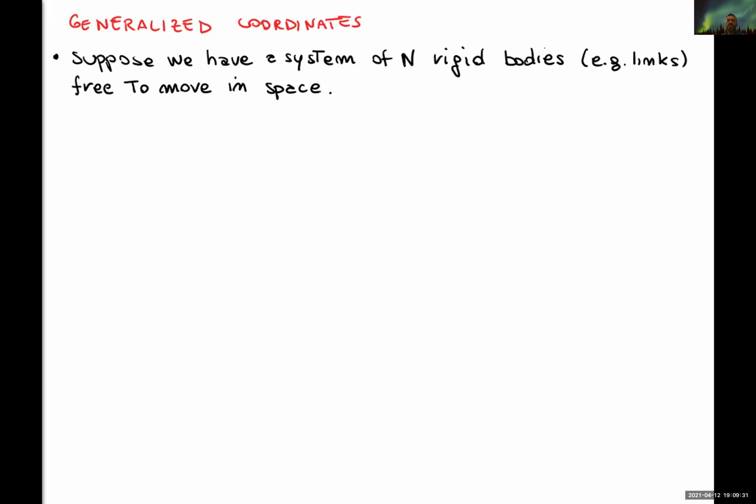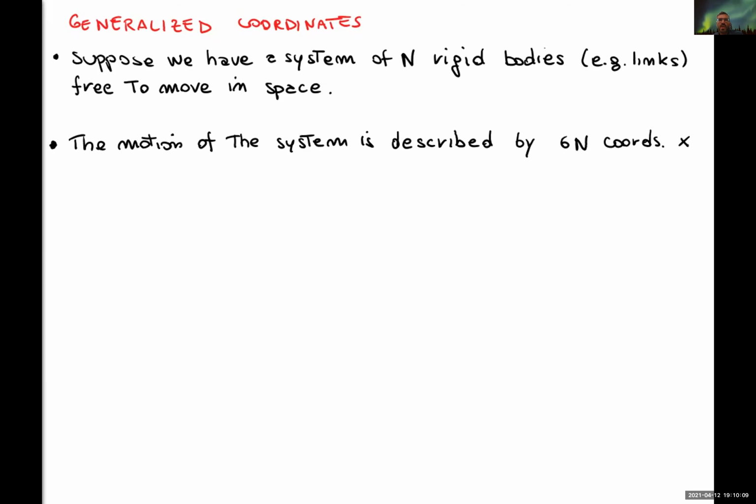So suppose we have, for example, a system of n rigid bodies moving in space, free to move. How many degrees of freedom do they have? The total number of degrees of freedom of the system, all the n bodies, is what in total? 6 times n. 6 times n. Okay.